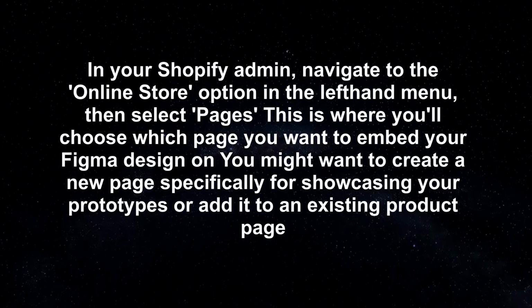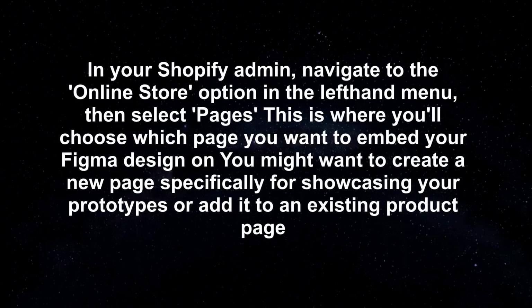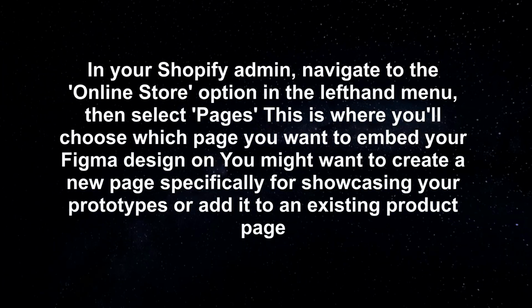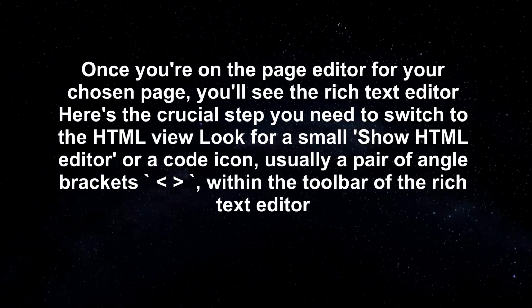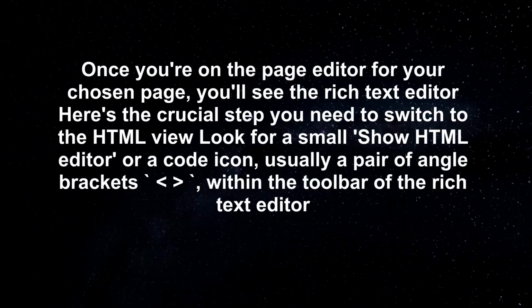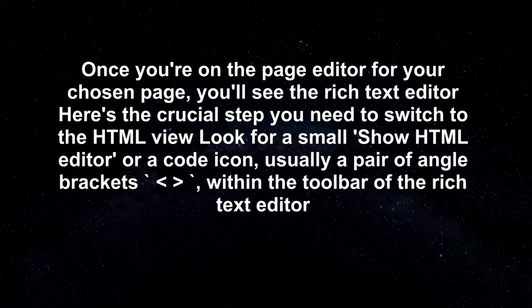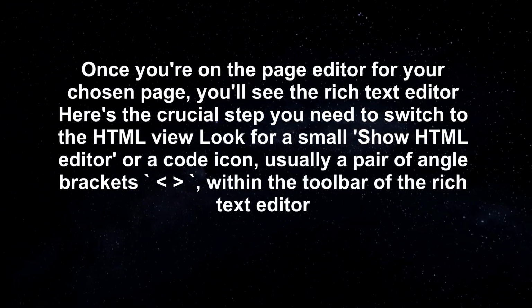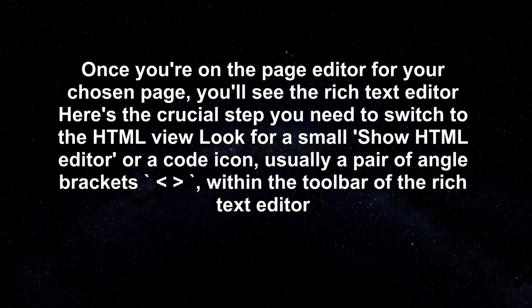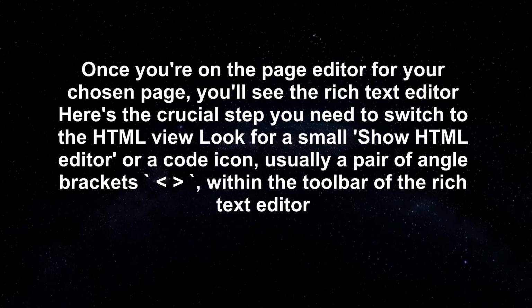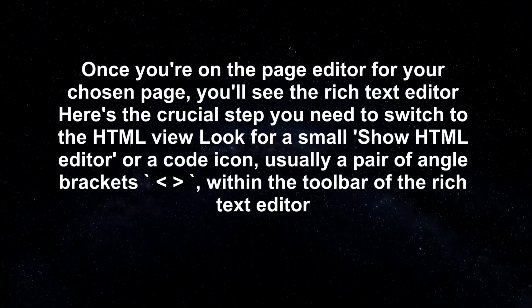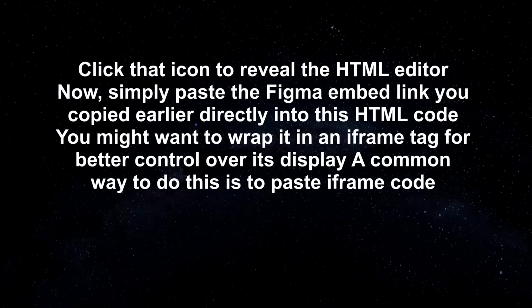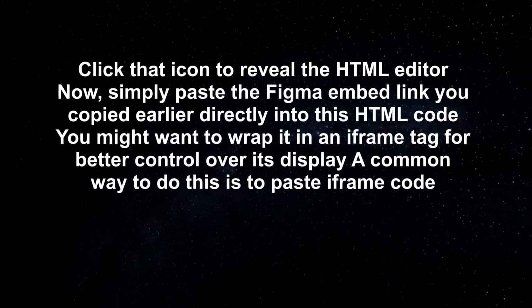You might want to create a new page specifically for showcasing your prototypes or add it to an existing product page. Once you're on the page editor for your chosen page, you'll see the rich text editor. Here's the crucial step. You need to switch to the HTML view. Look for a small Show HTML editor or a code icon, usually a pair of angle brackets, less than, greater than, within the toolbar of the rich text editor. Click that icon to reveal the HTML editor.